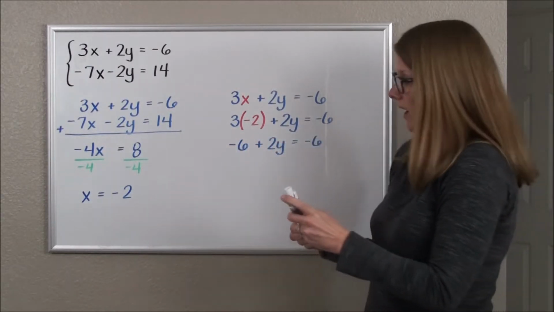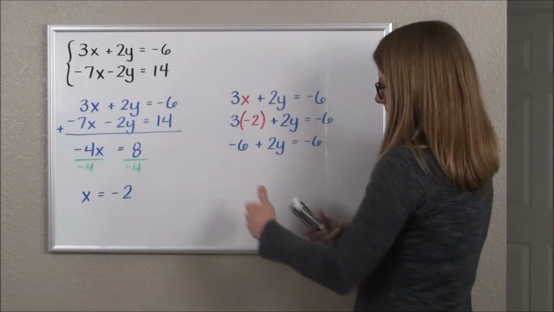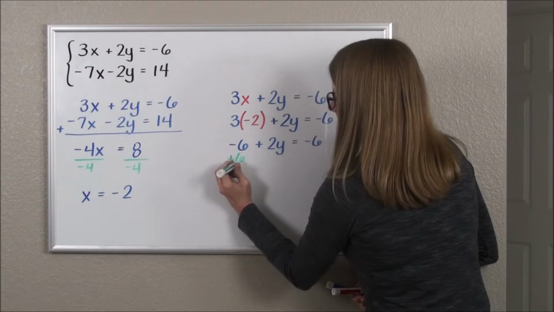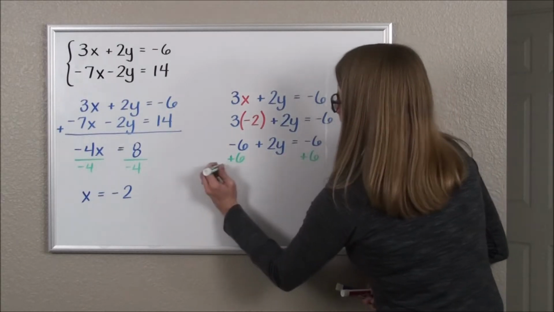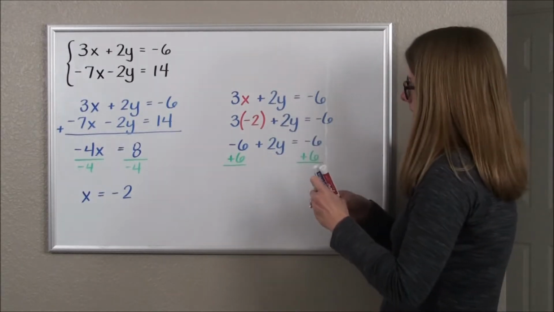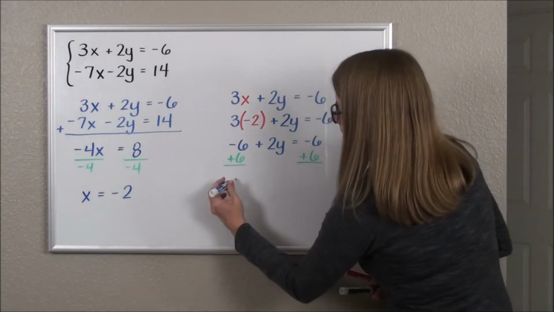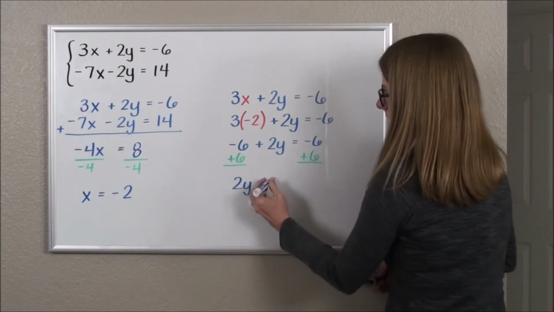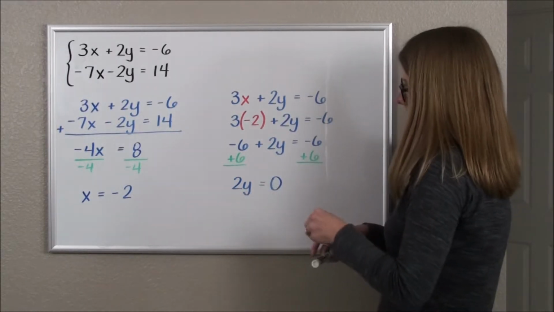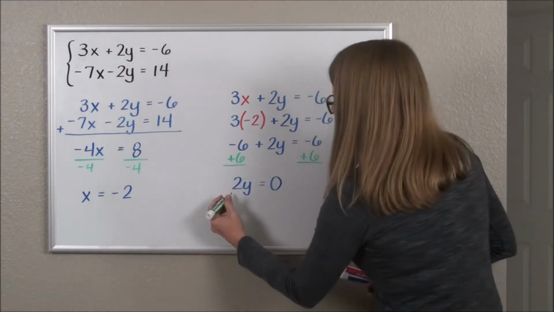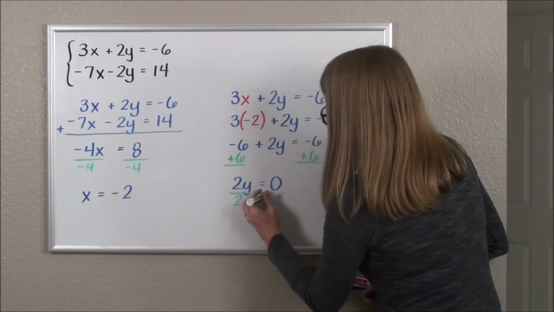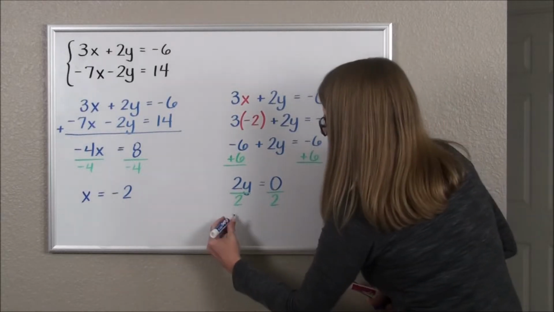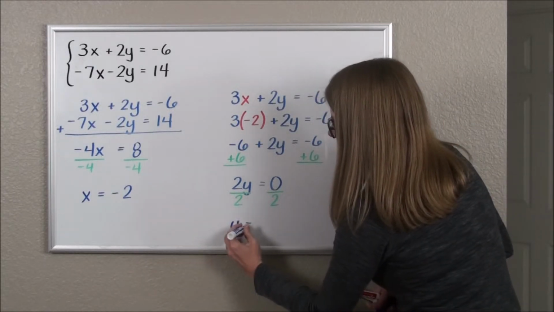I want to solve for y, so I need y by itself. Let's relocate this 6 by adding it to both sides. This leaves me with just the 2y on the left side. And then on the right, negative 6 plus 6 is 0. And then for my last step to isolate that y, I want to divide by 2. I'll do that on both sides to maintain the balance. And 0 divided by 2 is still 0.